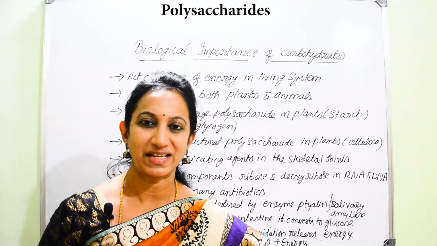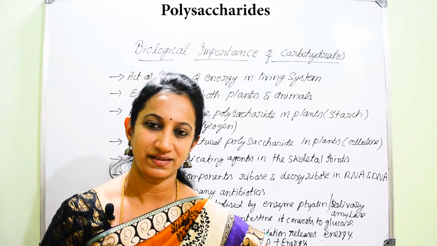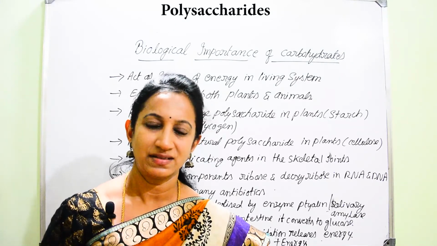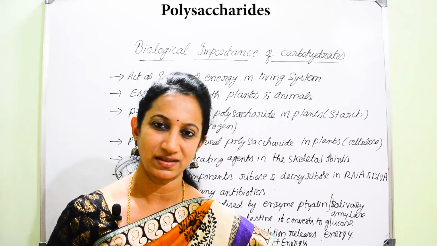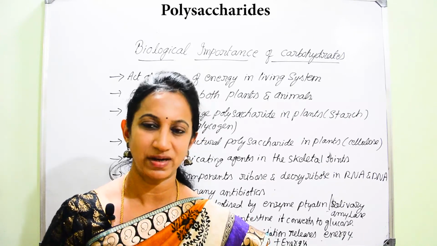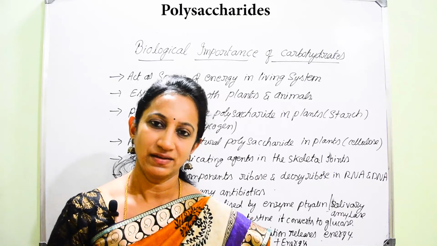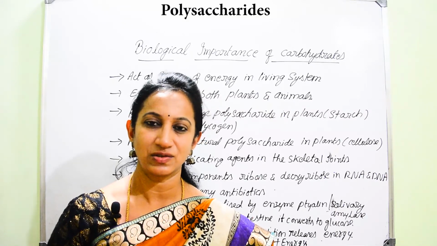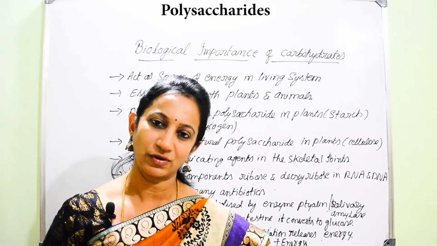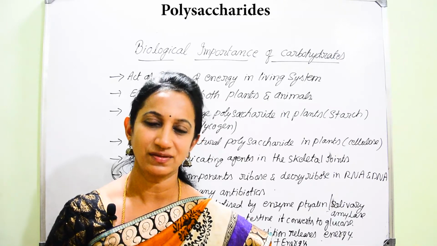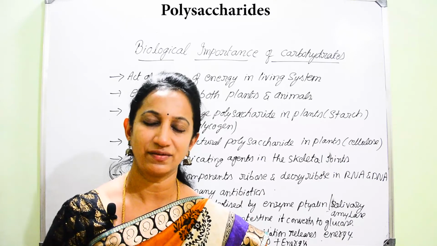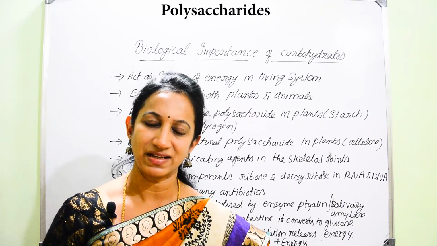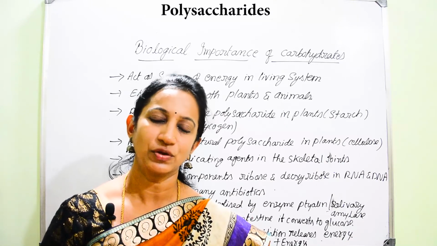After learning about the classification of carbohydrates, that is monosaccharides such as glucose and fructose, then disaccharides, sucrose, maltose, lactose, we have learnt about their structures also. Then lastly we can go for the biological importance of carbohydrates. As you know, carbohydrates are very important for both plants as well as human beings.